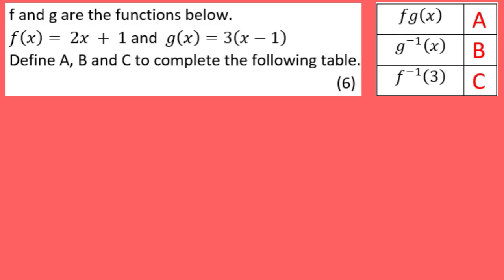f and g are the functions below. f of x is equal to 2x plus 1, while g of x is equal to 3 times (x minus 1). For 6 marks, define A, B and C to complete the following table. First, work out fg of x, then g to the minus 1 of x, then f to the minus 1 of 3.